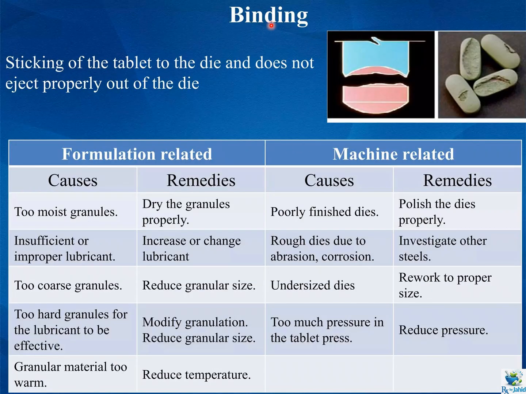The next tableting problem is binding. This is also like sticking or picking. Sticking of the tablet to the die, and it does not eject properly out of the die. This problem is called binding. So the main causes would be like sticking or picking, like too moist granules, insufficient or improper lubricants, too coarse granules, too hard granules for lubricant to be effective, granular material too warm. Machine related causes include poorly finished dies, rough dies due to abrasion, corrosion, undersized dies, too much pressure in the tablet press.